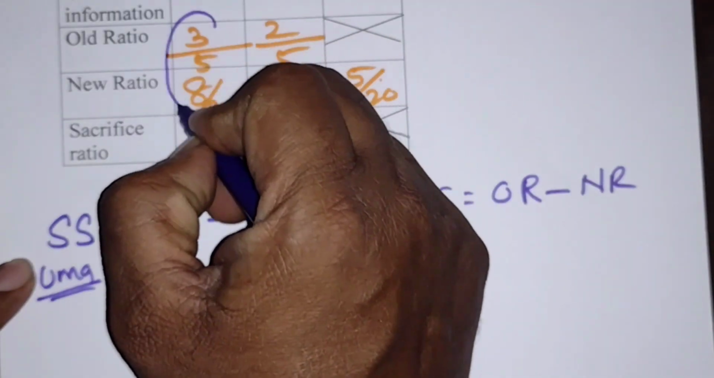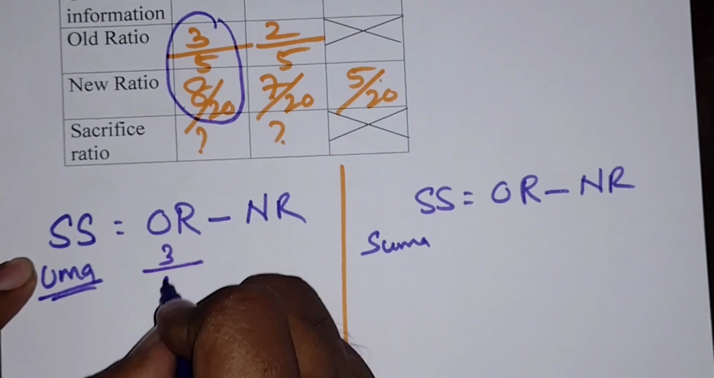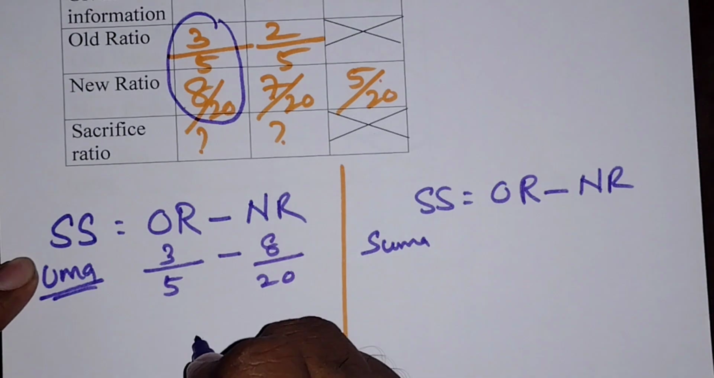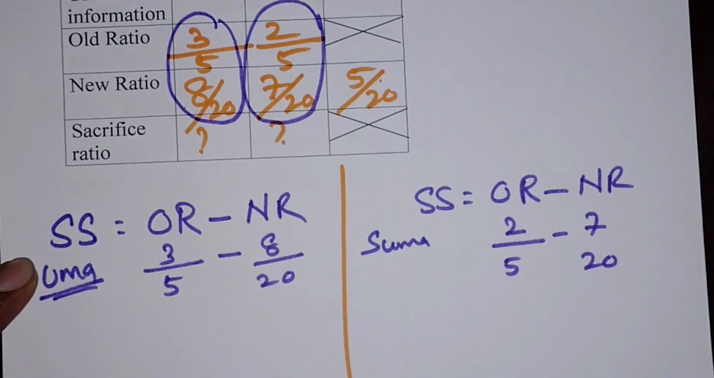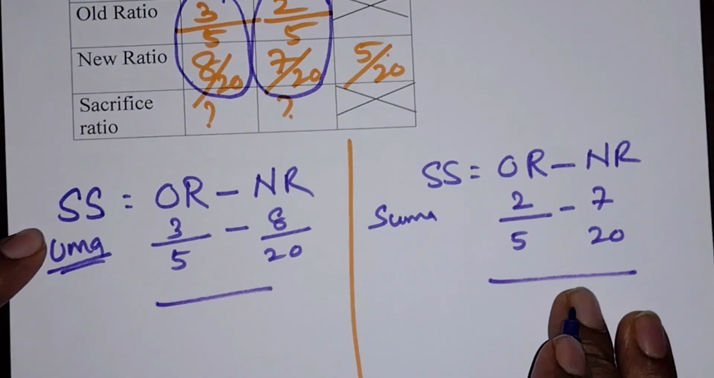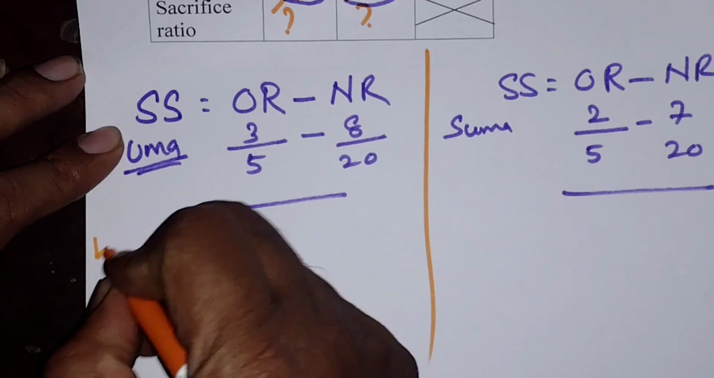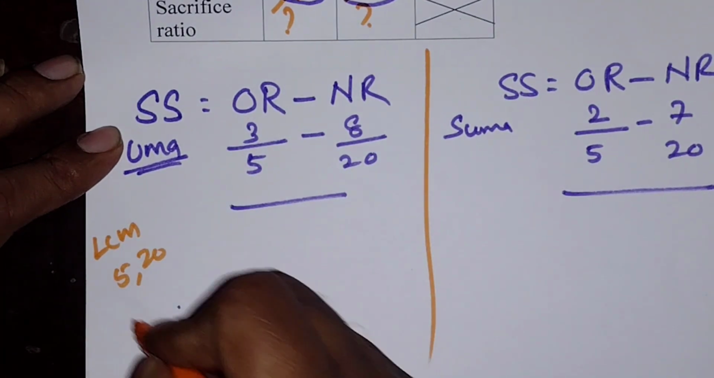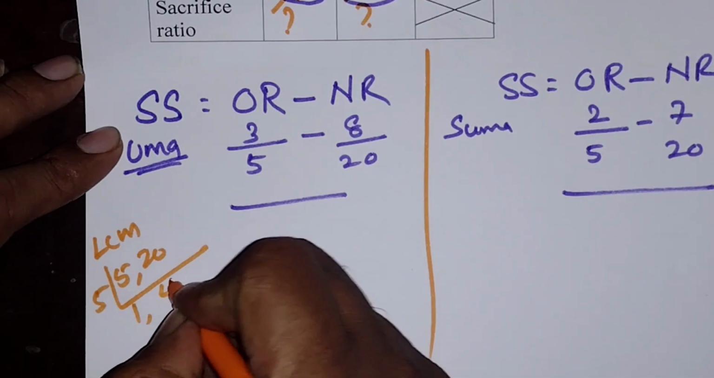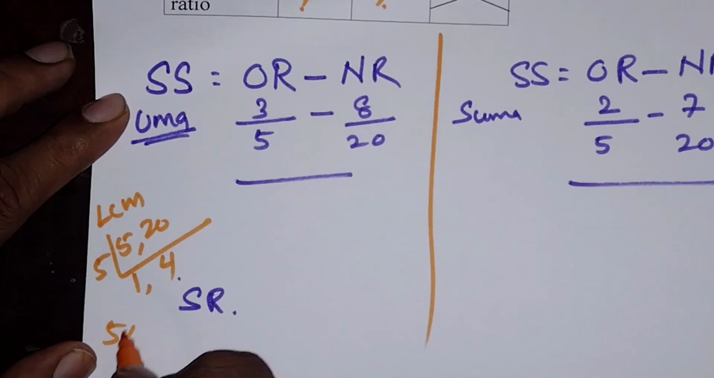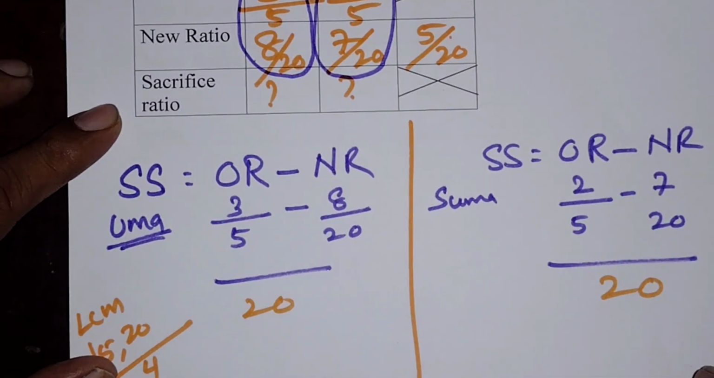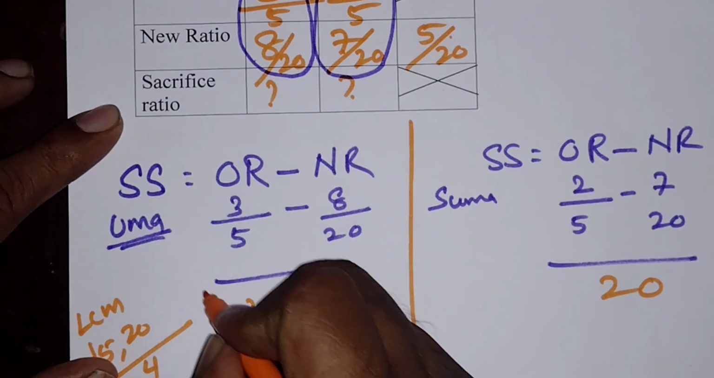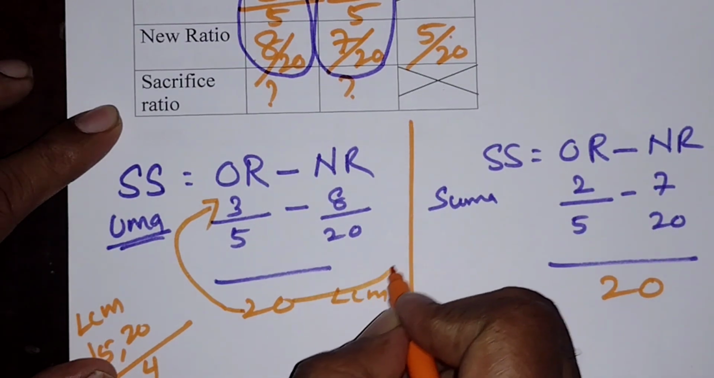So for the first person you can see the old ratio and new ratio: 3 by 5 minus 8 by 20. And for the second person, 2 by 5 minus 7 by 20. Now we have to take the LCM. I should take the LCM of 5 and 20. For 5 and 20 the common number is 5. 5 ones are 5, 5 fours are 20. Therefore 5 into 1 into 4 is equal to 20. My LCM is 20. Now I write that LCM in the denominator. After taking the LCM, multiply this 20 with 3 and multiply this 20 with 8.